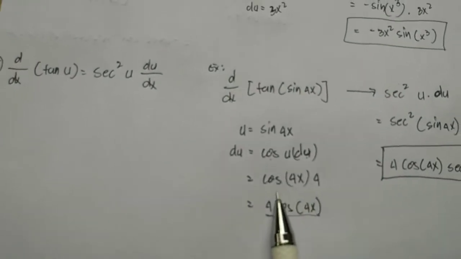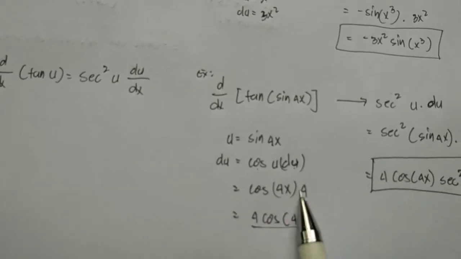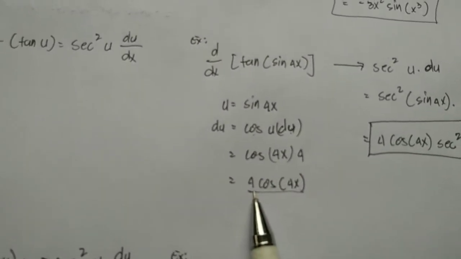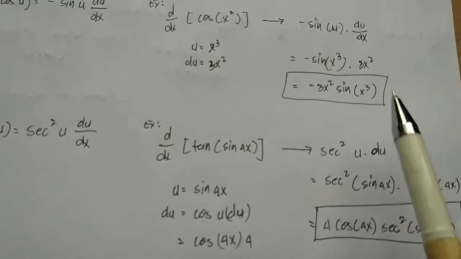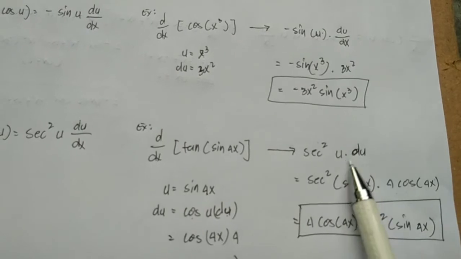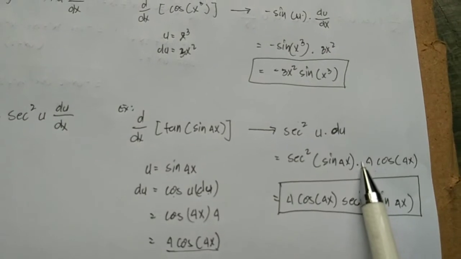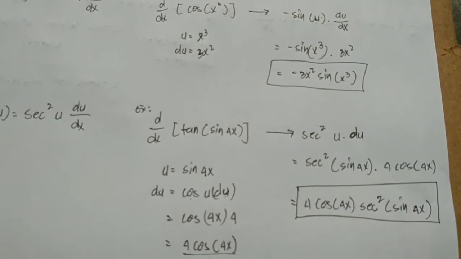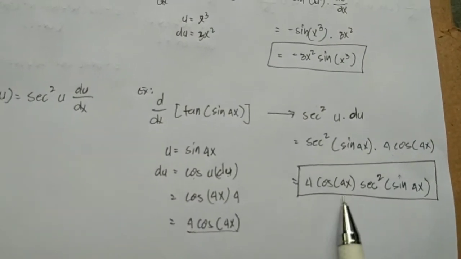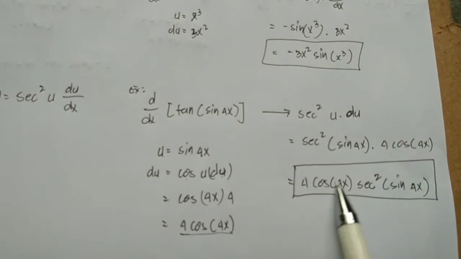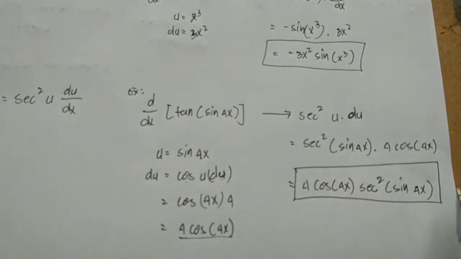So the derivative of sine 4x is cosine 4x times the derivative of 4x, which is 4. So this is the derivative of u, 4 cosine 4x. Now use the formula secant squared u du. So secant squared, your u is sine 4x, times the derivative of your u, which is 4 cosine 4x. So this is our final answer: 4 cosine 4x secant squared sine 4x.